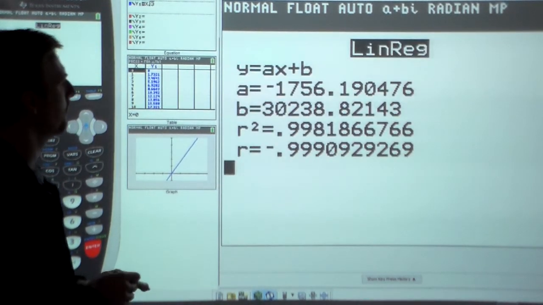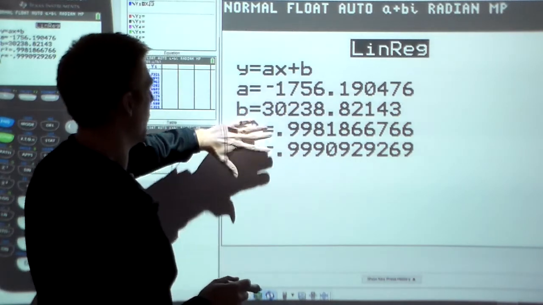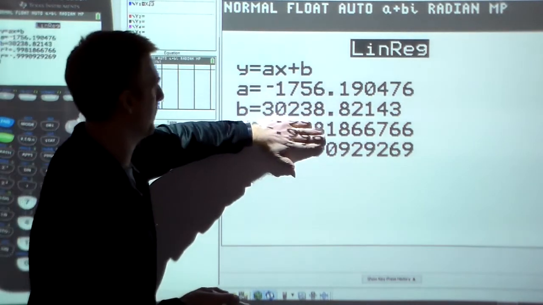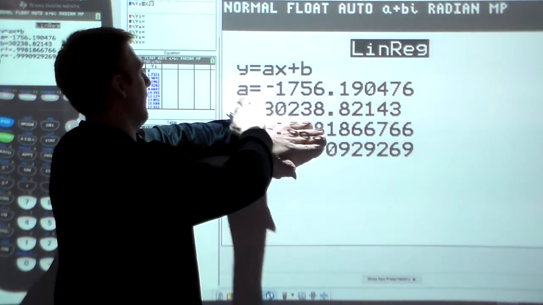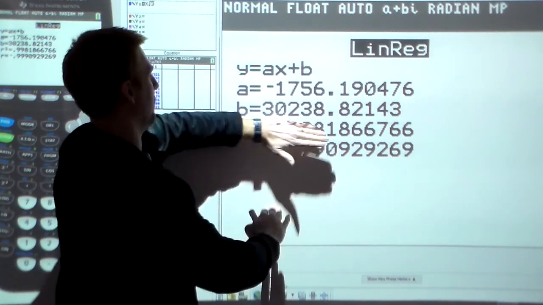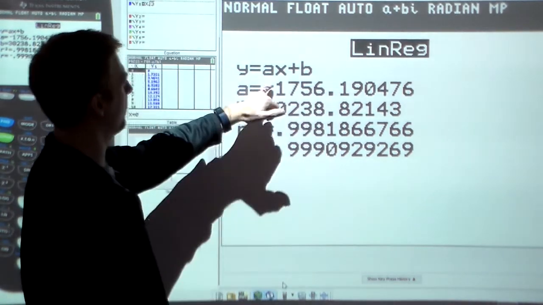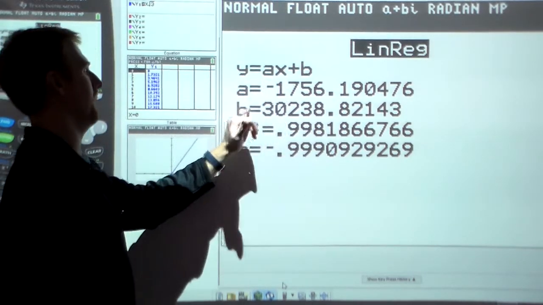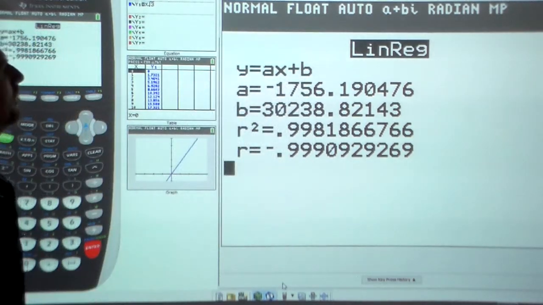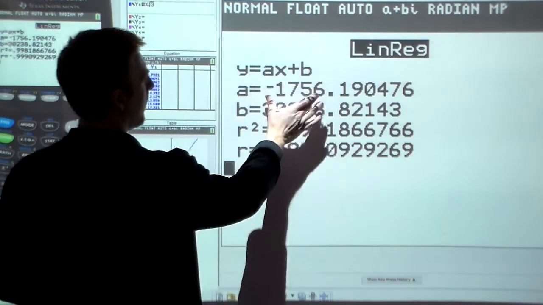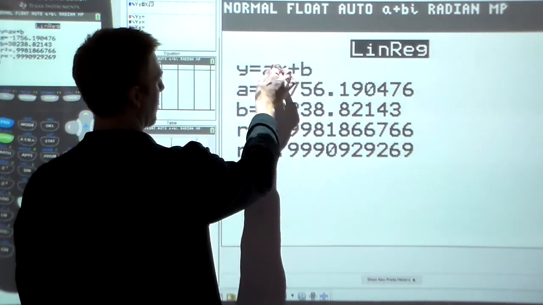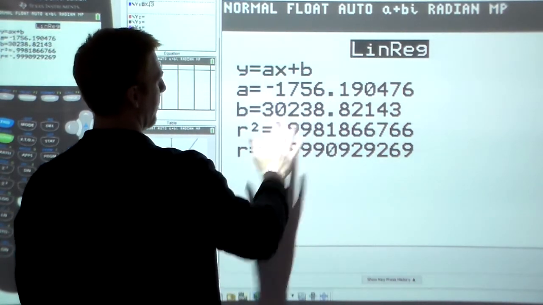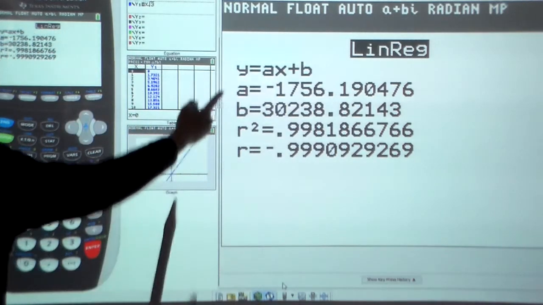And there we go. So you can ignore the R and the R squared. This was for something I was doing in pre-calc. But you should have A and B. You very well may not have these two things on here. So it gives you kind of a key. It says A goes right here, that's your slope. B goes right here, that's your y-intercept from Algebra 1. And here you go, negative 1756 goes in front of X, 30,238 goes in for B.